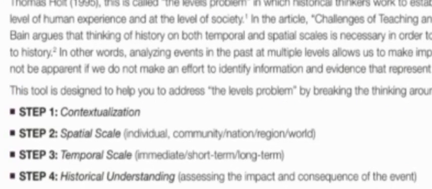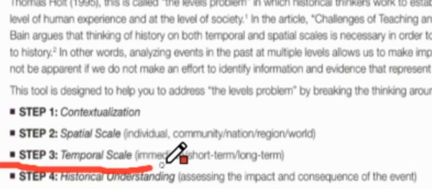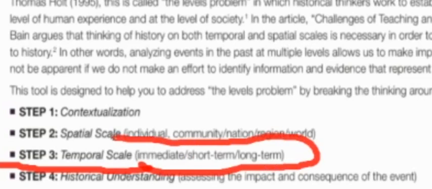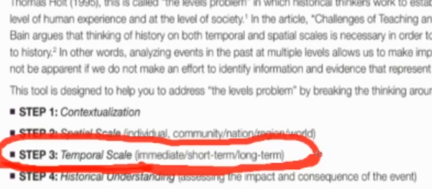We've already talked about the scale tool. Today we're going to look at the temporal scale: immediate, short-term, and long-term effects. We've already looked specifically at where it came from, how it influenced individuals and then greater areas in the world. Now we're going to look at the effects. Eventually, in a different video, we may look at historical understanding, but not right now.